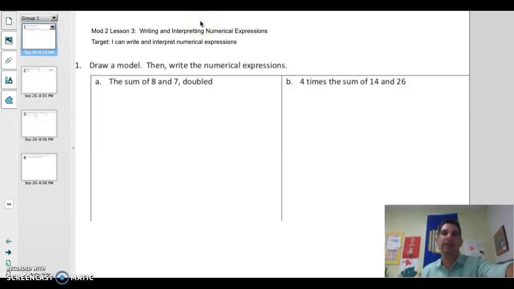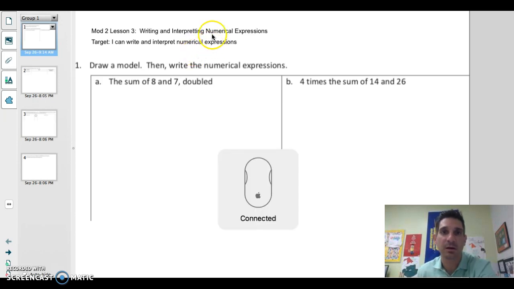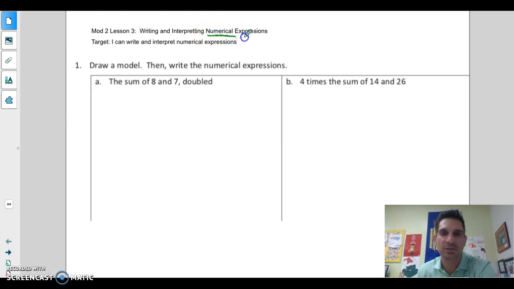Now we're going to be writing and interpreting numerical expressions. So this is kind of like the basic basis of algebra. Okay. Now numerical expressions. Okay, an expression is basically like 4 plus 3, 9 times 2. There's no equal sign, there's no answer. It's just a numerical expression. So when we see numerical, we know it has to do with numbers.